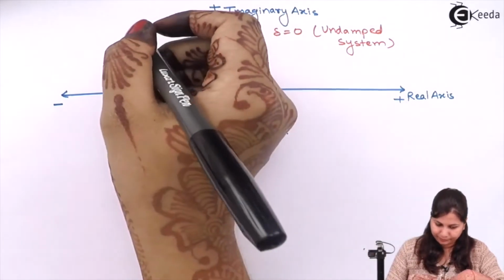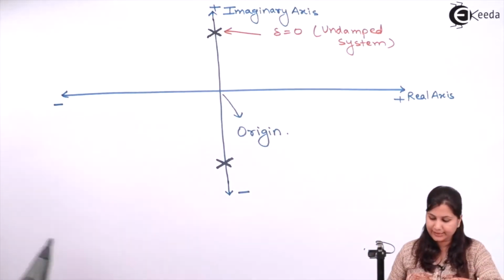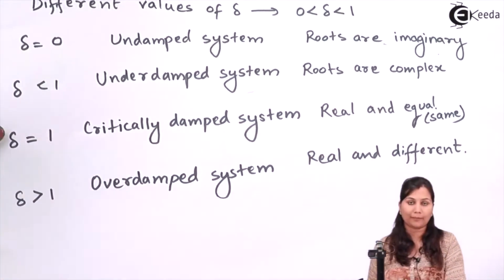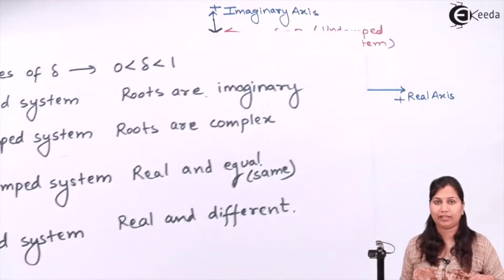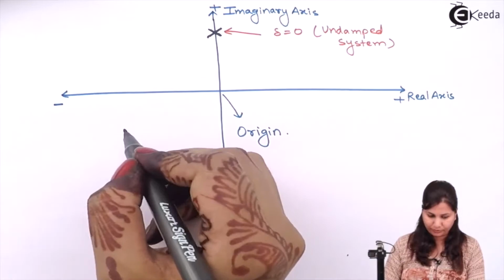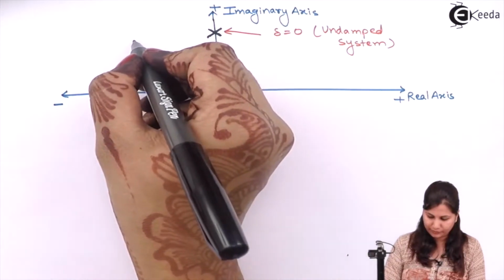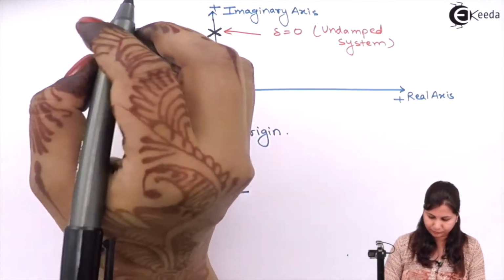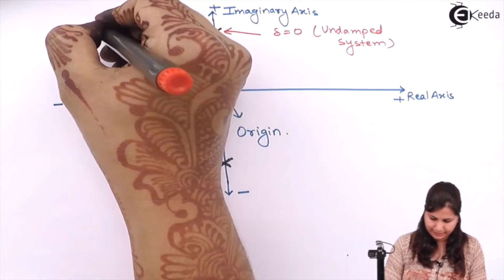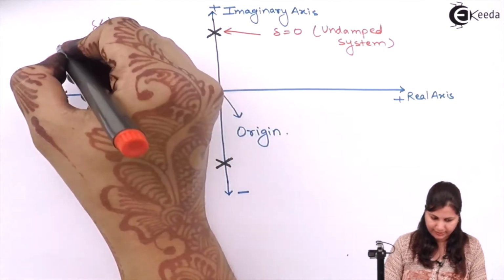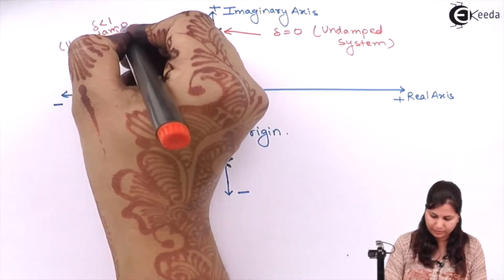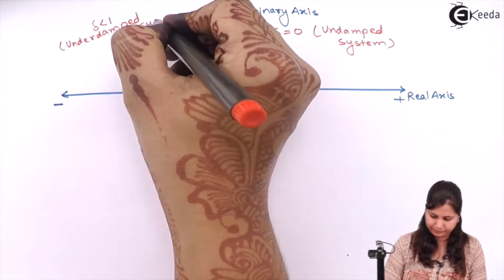Now we have the second case, when del is less than 1, where the roots are complex, that is, having both real and imaginary parts. So it will lie somewhere here or here. Let its value be here. So this is when del is less than 1, or the system is called an underdamped system.